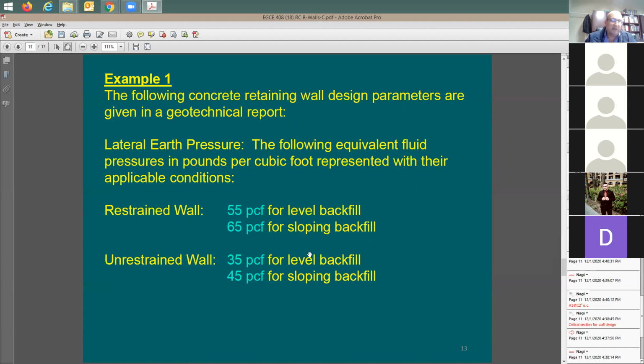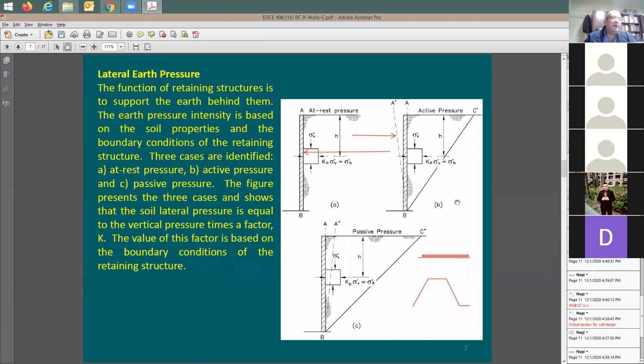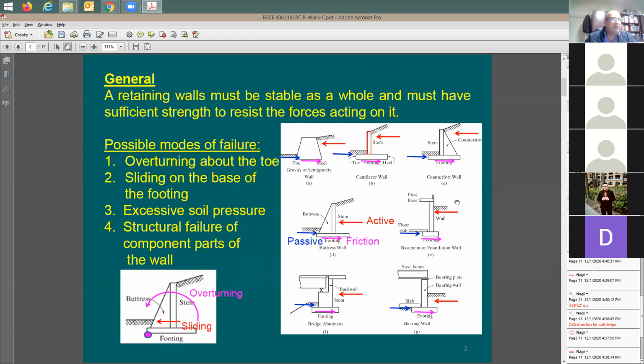So number one, I need to understand the difference between restrained wall and unrestrained wall. Number two, I want to know what is the level backfill, what is the sloping backfill. So I'm going to take you back here to one of the beginning slides. This here is level backfill. This is not level. This is going to be sloping backfill. This here is going to be level backfill.